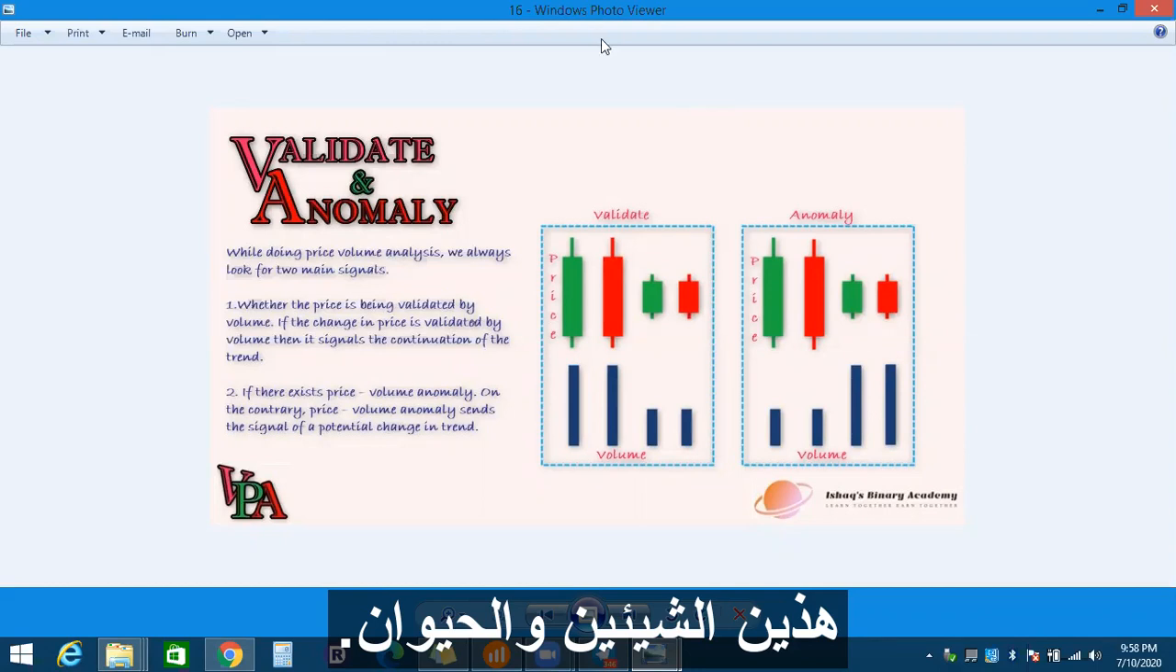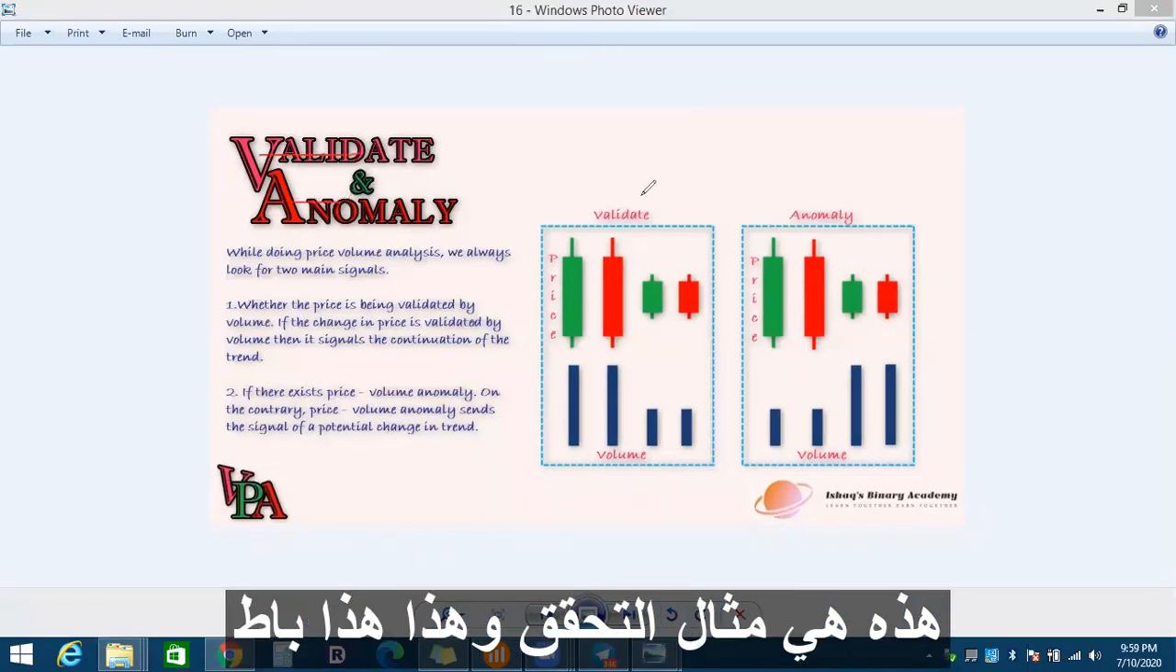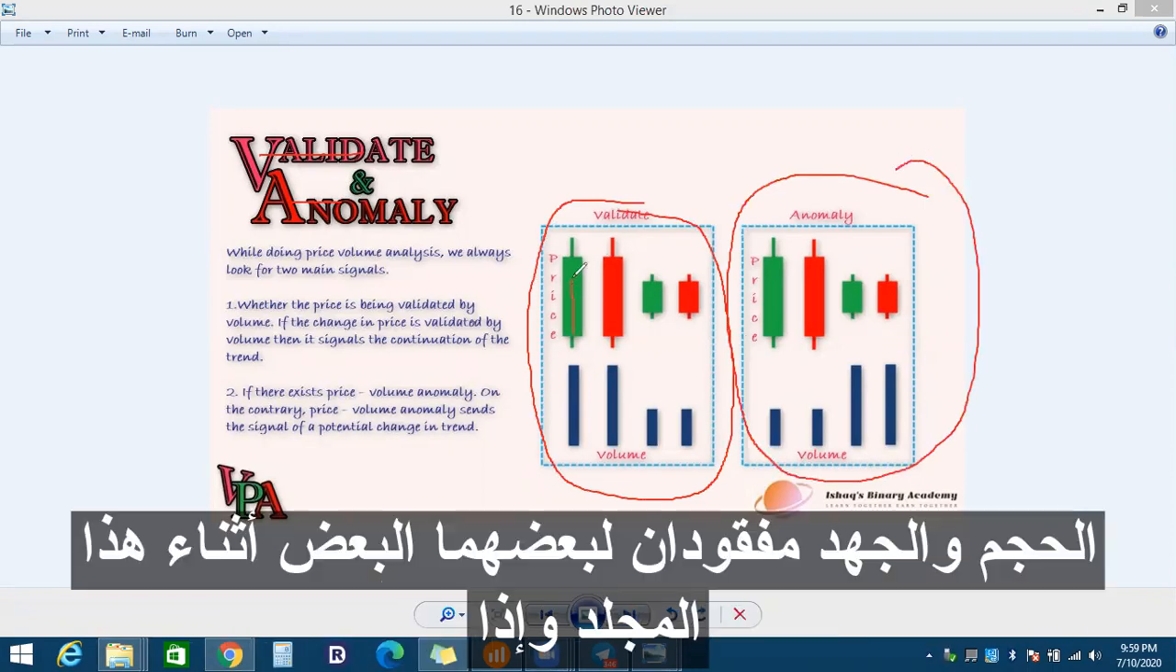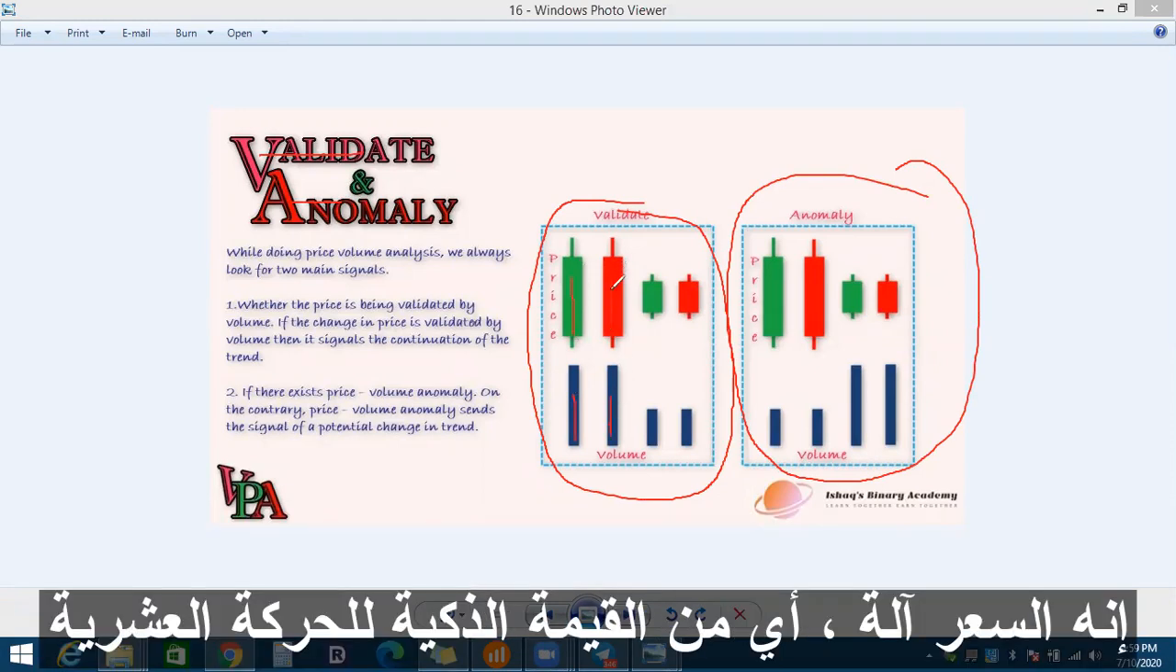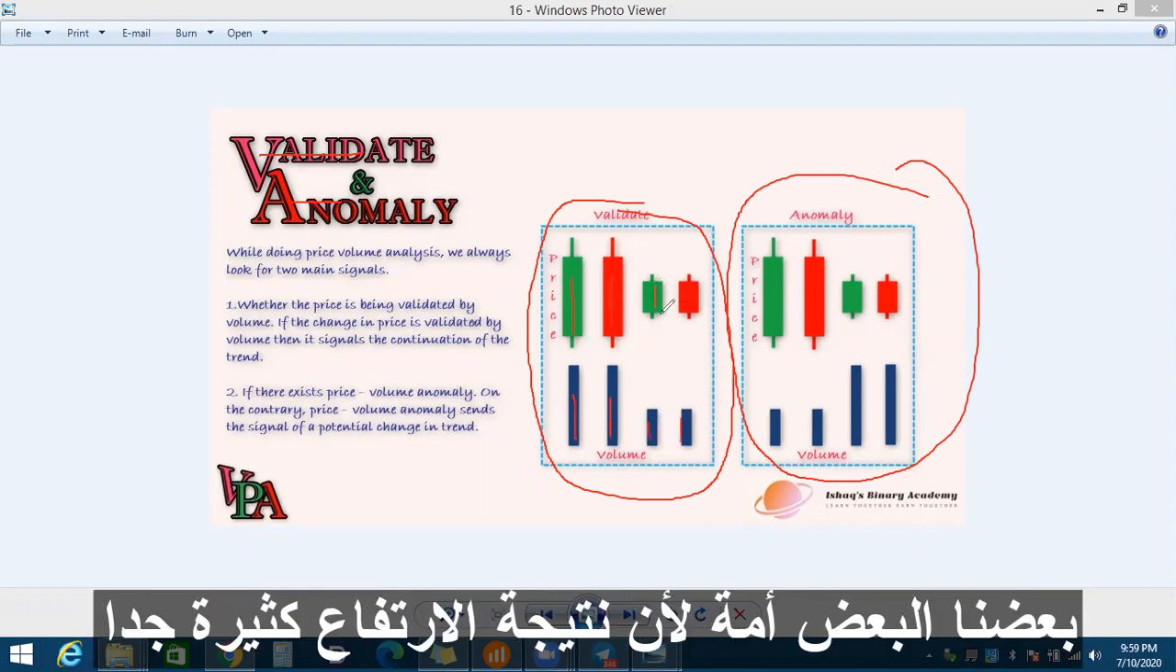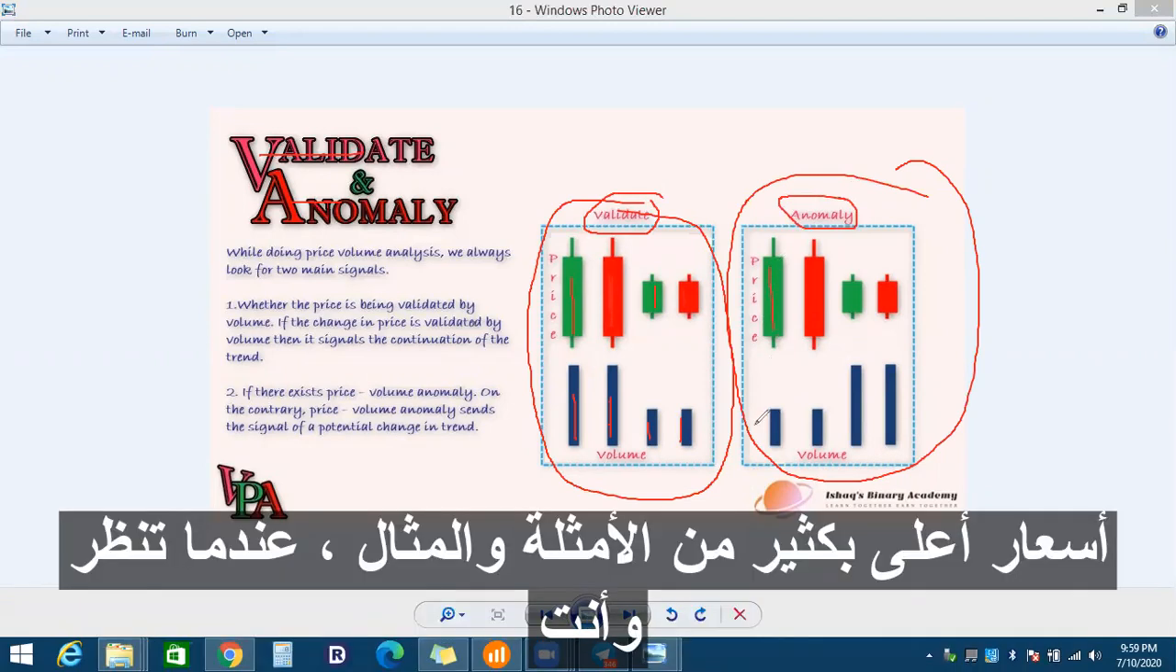So in this case, these two things, validation and anomaly. These are the examples of validation, and these four are examples of anomaly. In each bar, volume and effort are matching each other. This volume and effort, this price is matching each other. The small movements, the small volume matching each other. That is a validation. In this case, that is an anomaly, because the price result is so much high, why is volume decreasing? Why is volume increasing while price is so much low? So these are the anomaly examples, and these are the validation examples.